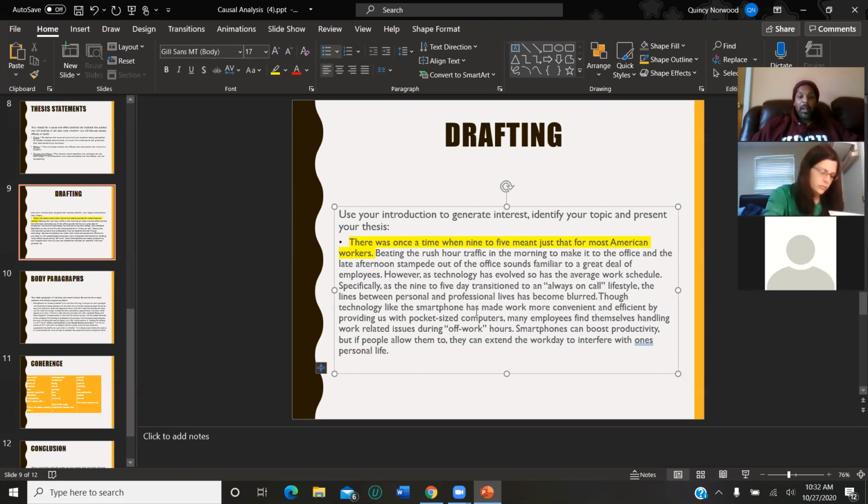Though technology like the smartphone has made work more convenient and efficient by providing us, first person, with pocket-sized computers, many employees find themselves handling work-related issues during off-work hours. Okay, now here's our build-up, and then here's the thesis statement. Smartphones can boost productivity, but if people allow them to, they can extend the workday to interfere with one's personal life. Okay, so essentially, this essay is going to be about how our technology extends the workday and blurs the line between professional and personal.